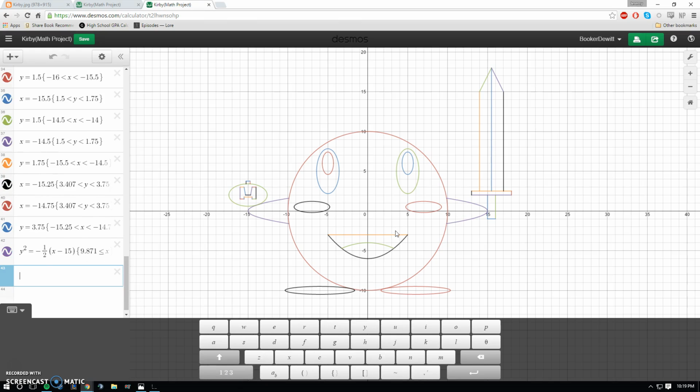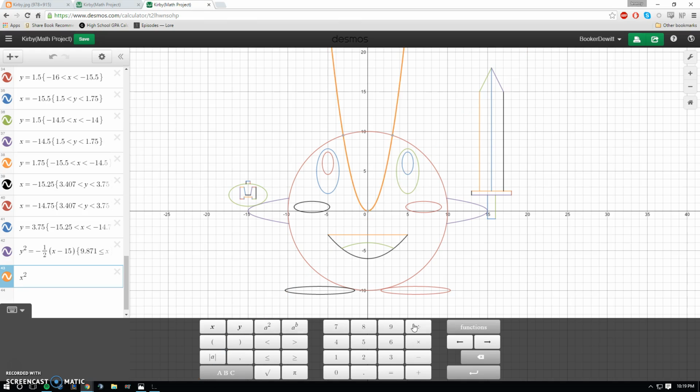And so for extra detail on the face, I used hyperbolas. And so what that looked like was x squared divided by 25, and that would give me 5 units in each direction on the x-axis, minus (y plus 3) squared, all over 4. And then I set that equal to 1.